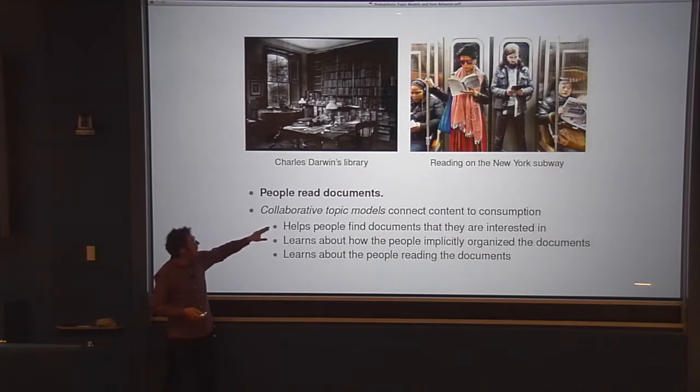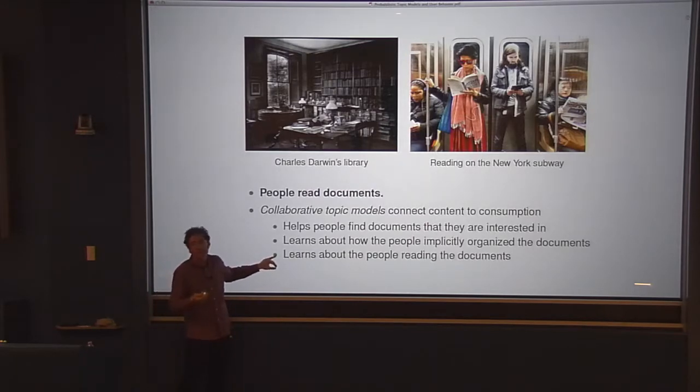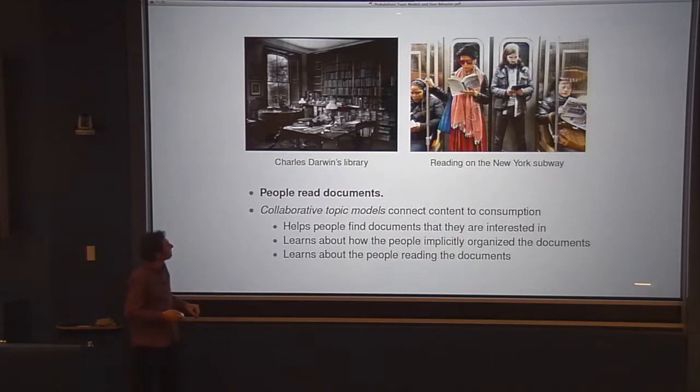What can we do when we do that? Well, one, we can help people find documents they are interested in, do recommendation in an intelligent way. We can learn about how people reading documents implicitly organizes them. So if our goal is this vague goal of just understanding the structure of this collection, we're lawyers, say, and we got 10 bazillion emails, we want to understand what's in them. And we can also learn about the people reading the documents, what those people are interested in, and then what patterns of interests there are out there.